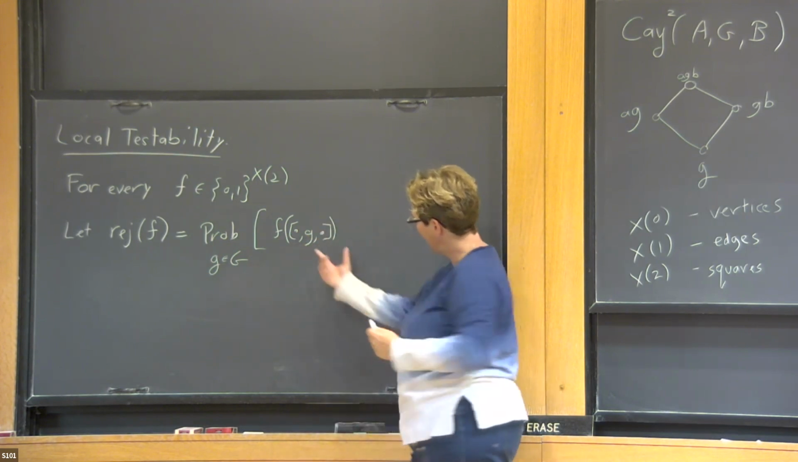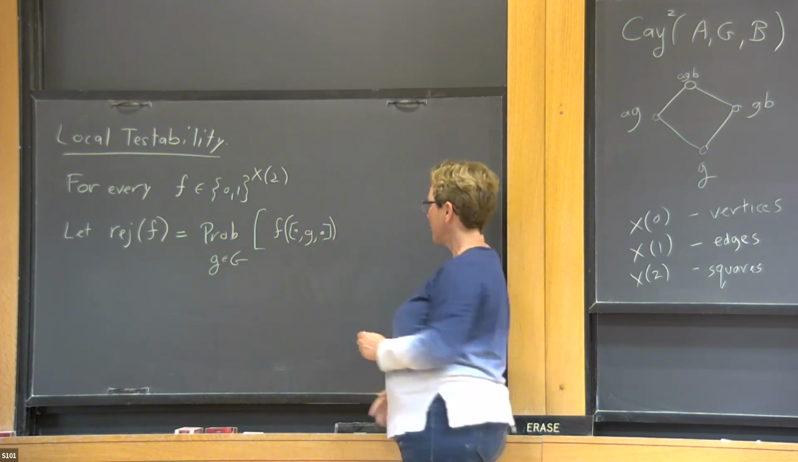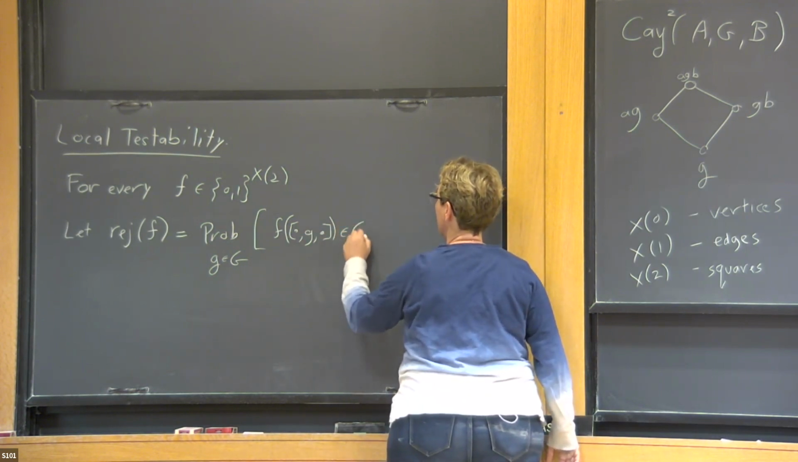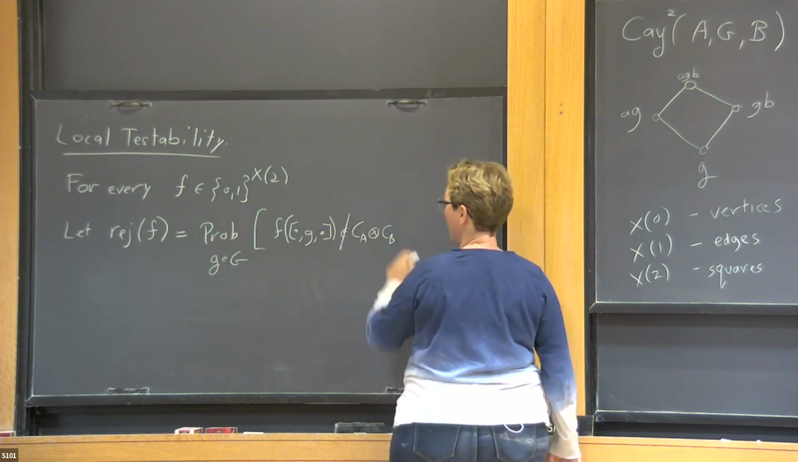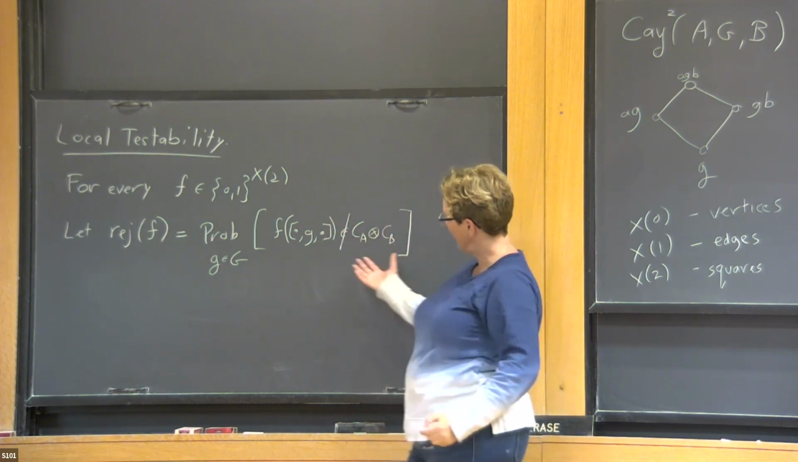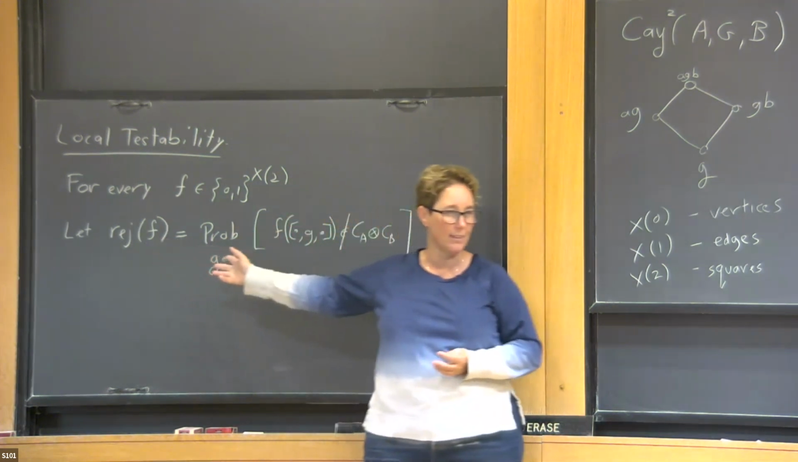So I'm choosing G at random from the group, and I'm asking whether F restricted to G, so that's exactly A cross B, right? I let A and B run freely. I want this to be in CA tensor CB. Actually, I want it to fail. This probability is the number of times that F fails the test.